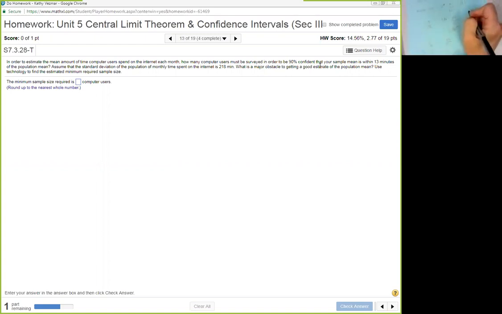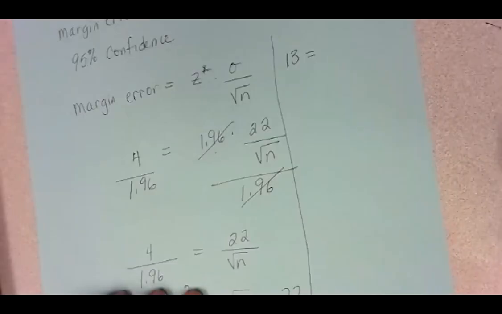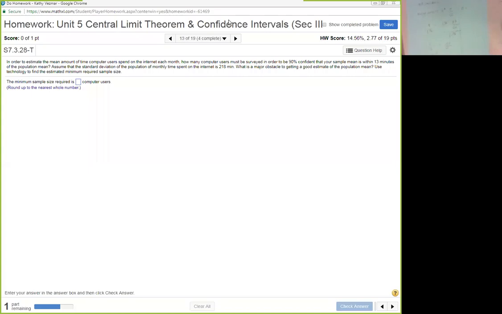Since we want to be 90% confident, that 90% confident is going to go with what value? Let's go ahead and look that up. Okay, so the Z star that goes with 90% is going to be 1.645. We know that sigma in this case, assume the standard deviation of the population of monthly time spent on the internet is 218.